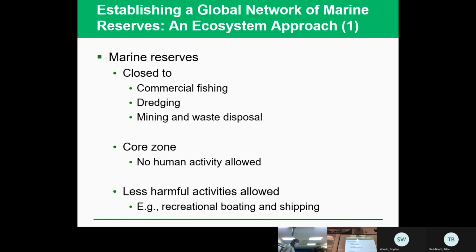A little bit more about marine reserves. Some things are allowed, some things aren't. Dredging is when we're digging up the bottom. And we might dredge a harbor, for instance, to make it deeper for the ships to get in and out. Or we might dredge to get sand to build something with.